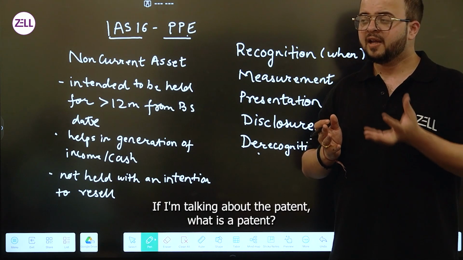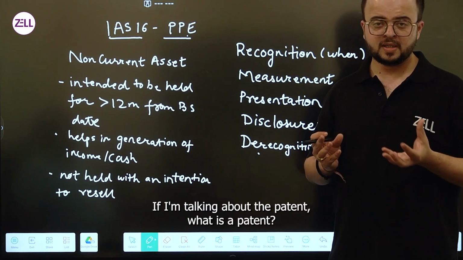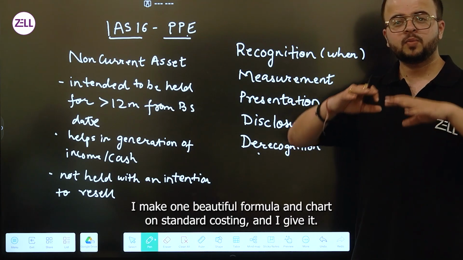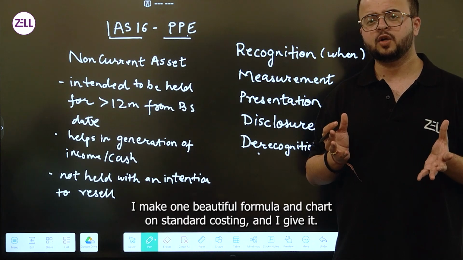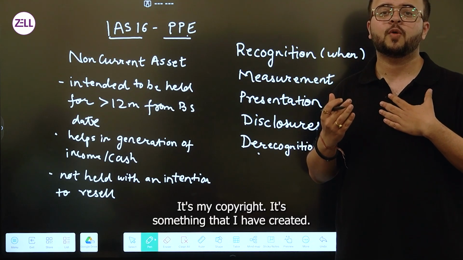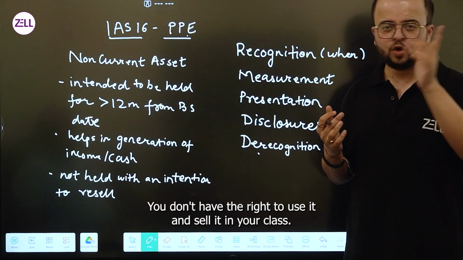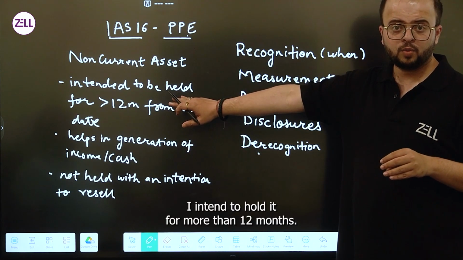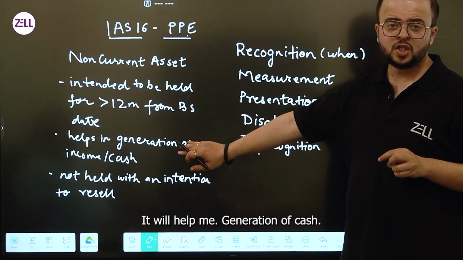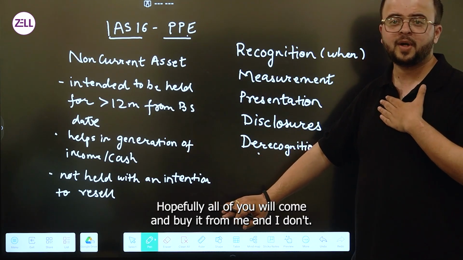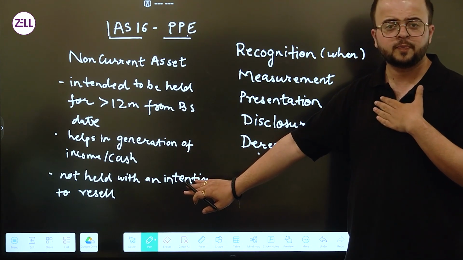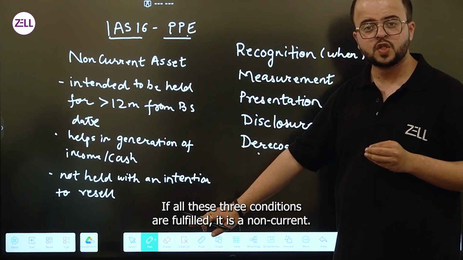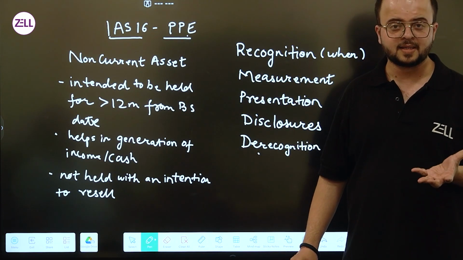intangible in nature. If I'm talking about a patent, what is a patent? A patent is a formula. Say for example, I make one beautiful formula and chart on standard costing and it's my copyright, it's something that I have created. You don't have the right to use it and sell it in your class. I intend to hold it for more than 12 months. It will help me in generation of cash. Hopefully all of you will come and buy it from me, and I don't intend to resell it to someone. If all these three conditions are fulfilled, it is a non-current asset.